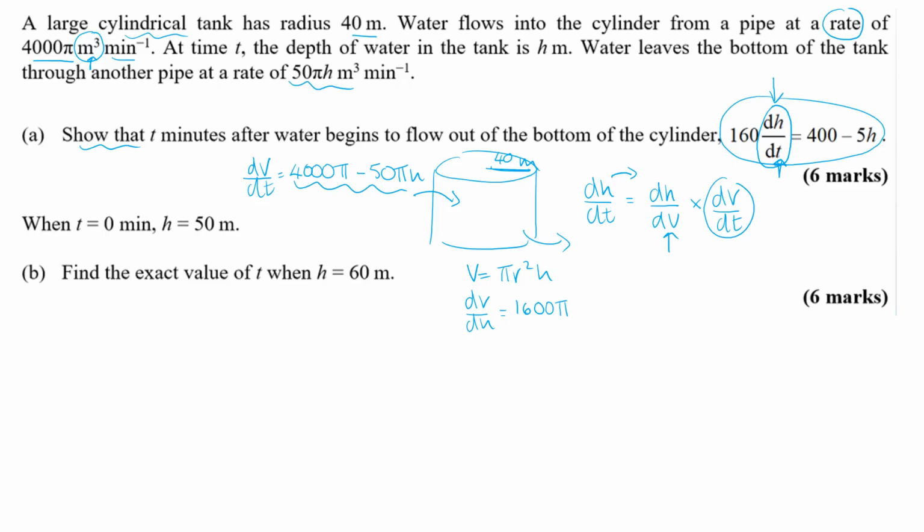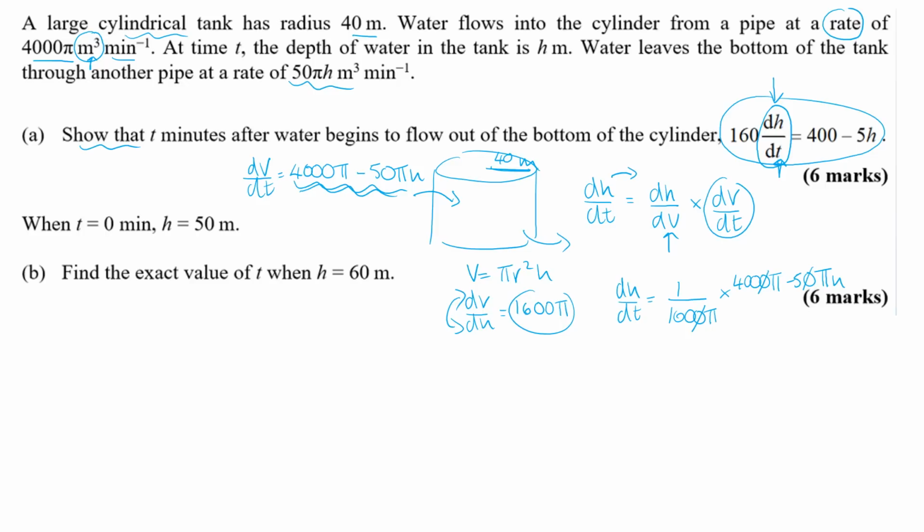So now putting that in the chain, dH by dt is dH by dV, which we have got dV by dH, so we need to turn this upside down, be 1 over 1600 pi times dV by dt, which we've got from the question is 4000 pi minus 50 pi h. Now we can see everything can divide by 10, which is looking good. We're going to get 160 there on the bottom.